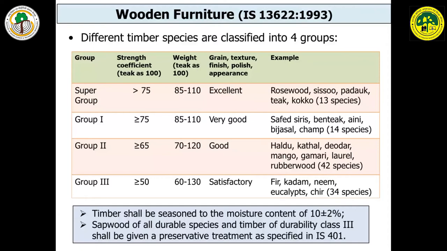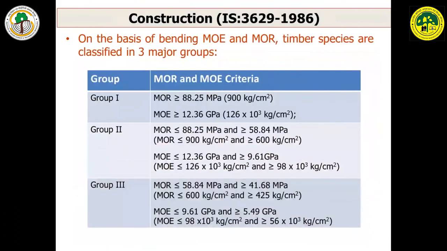This is very important. And if sapwood is being used, because sapwood is less durable compared to heartwood, sapwood belongs to class 3 of the durability class, so it should be preservative treated as per Indian Standard 401 if you want to use it for these applications. Similarly, for construction, IS 3629 gives the wood into different groups, like group 1, group 2, group 3, depending upon the mechanical properties of the wood.